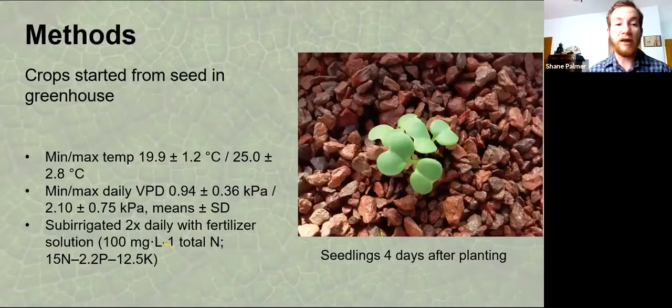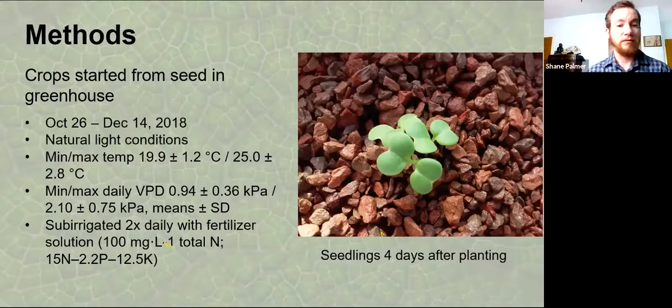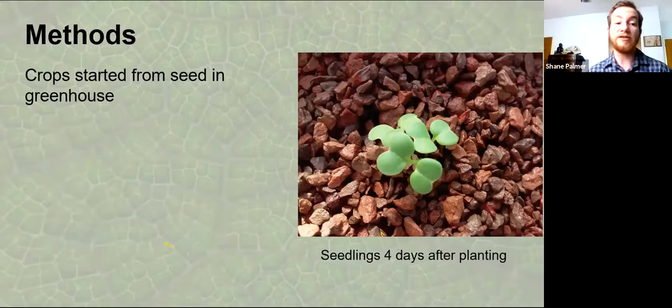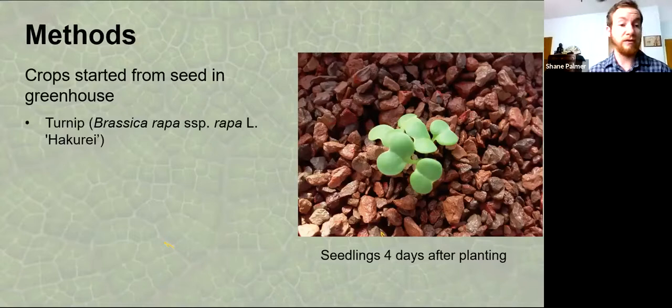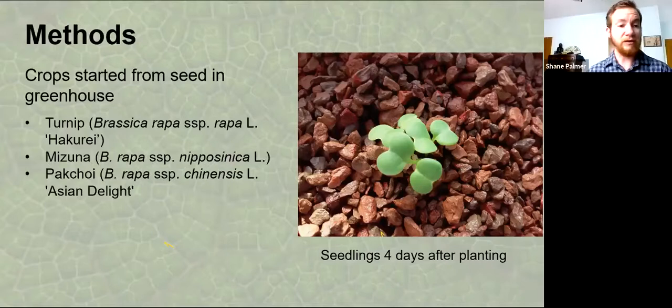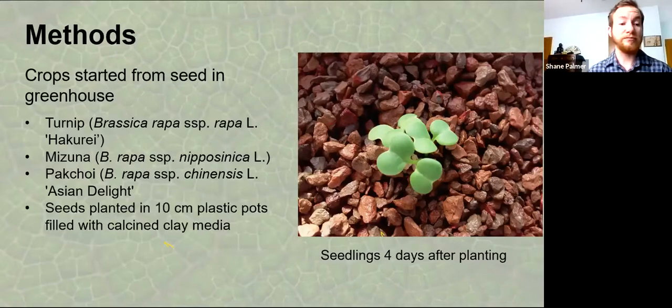So I did this in the greenhouse. I started my crops from seed. These are just some quick environmental parameters for the greenhouse. I used calcined clay called Arcillite, and this was under natural light conditions, so no supplemental light for these. These are the varieties that I used: the Hakurai turnip, Mizuna, and the Asian Delight pak choi. They were planted in 10 centimeter pots filled with the calcined clay media.